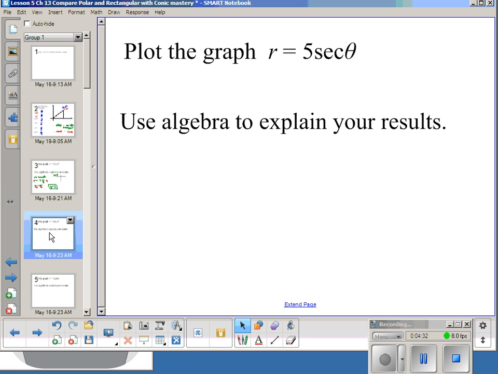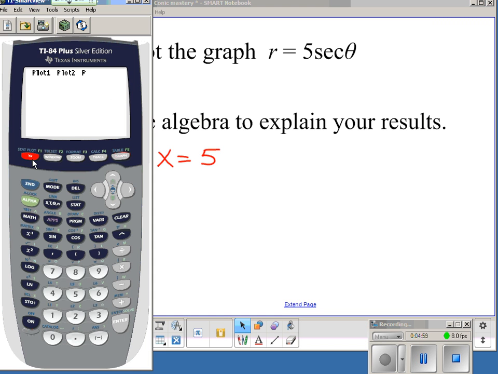In a similar manner, why don't you stop the video and see if you can do r is 5 secant theta. And let's see then what we would get if it matches our graph. So hopefully you got the equation. In this case, we're not going to get a y equals equation. We are going to get x equal to 5. If I plot it, when I do 5, and secant is 1 over cosine of theta, and I look at my graph, there's my x equals 5, right?